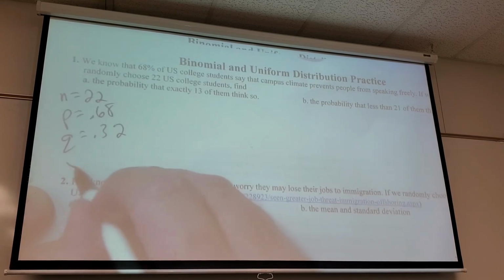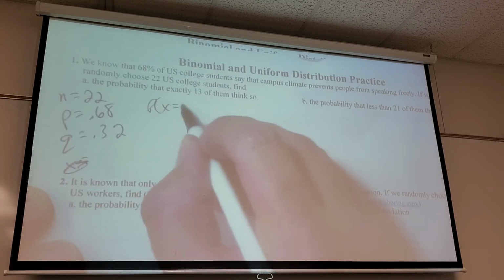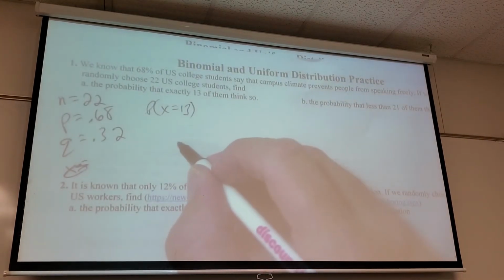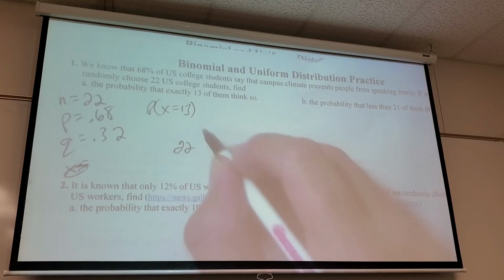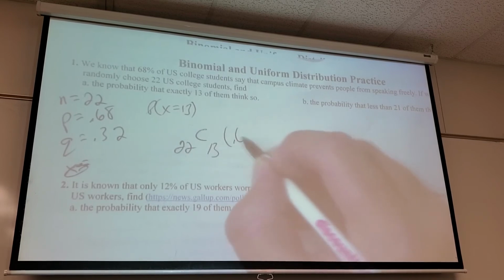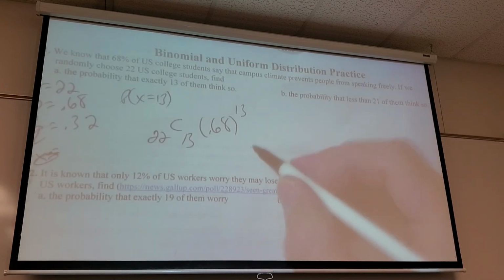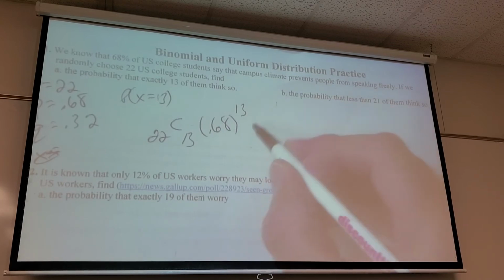And in this case, what's X going to be for the first problem, for part A? 13. We put it over here. All right, so then how does that formula get set up? How many people do I have? 22. And I want to choose how many to be successes? 13. So how many successes do I have? 13. It's a little repetitive, I appreciate that. Got 22 people. I want 13 to succeed.